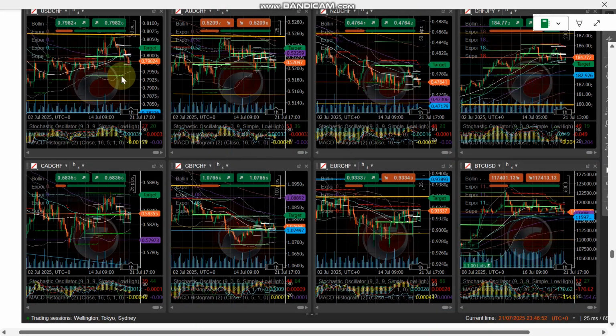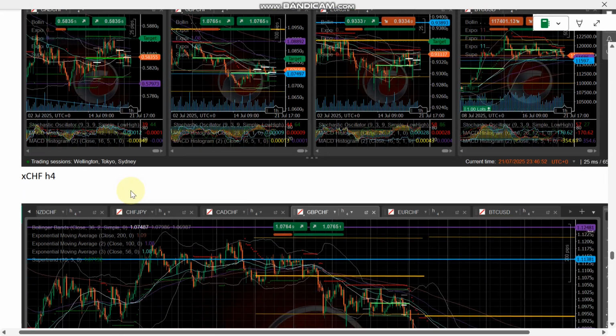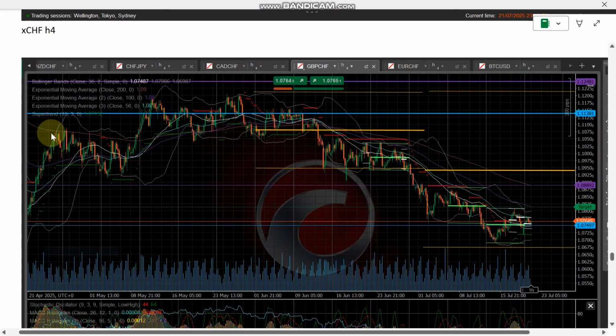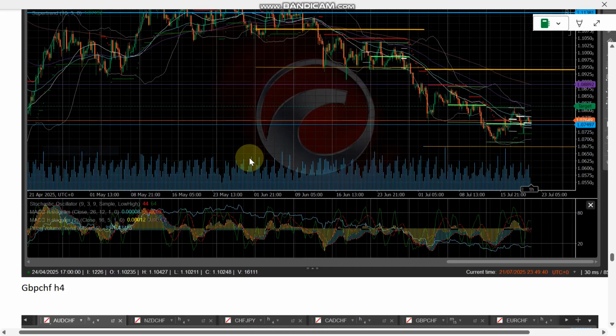US Swiss franc, Aussie Swiss franc underneath the green midline of the 4 hours. Swiss franc 4 hours. GBP Swiss franc 4 hours. It's like at the bottom of the daily. Time to buy.